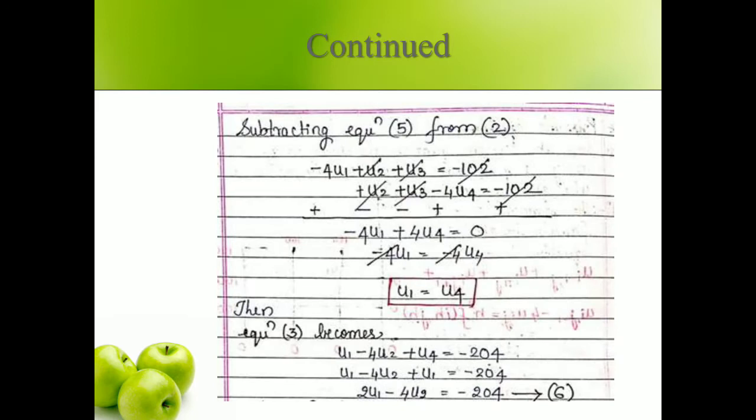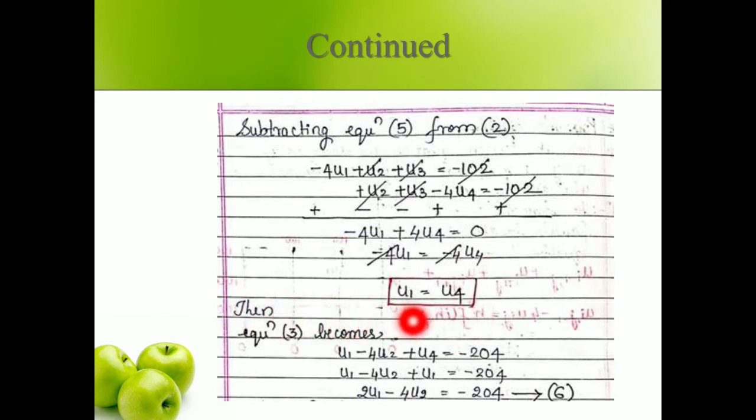Simplifying the equations for finding out u1, u2, u3, u4. First we will subtract equation 5 from equation 2. Once you subtract, u2 and u3 will get cancelled, and you will get the result in terms of u1. So you will be getting minus 4 u1 plus 4 u4 is equal to 0. Minus 4 will get cancelled, so u1 is equal to u4.